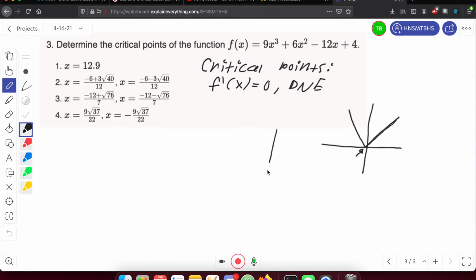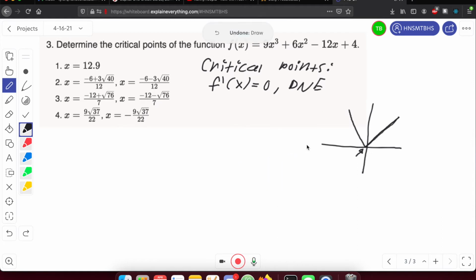Likewise, if we have another graph, something like this, an upside down parabola, a critical point would be right here, because this is where the derivative is equal to 0, where the graph flattens out, right? Sorry, that's supposed to be flat. I'm very bad at drawing. So these are examples of critical points.